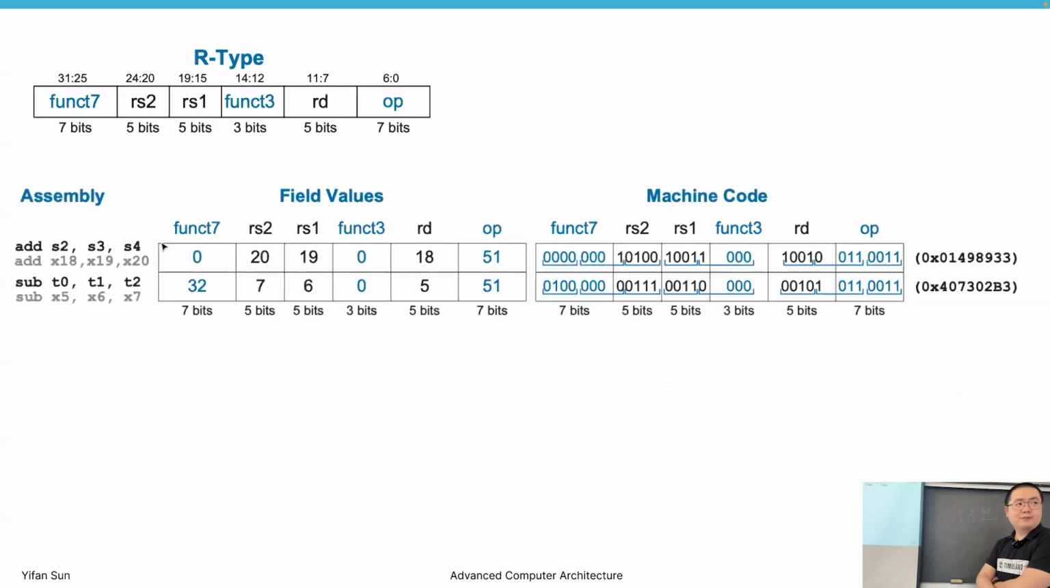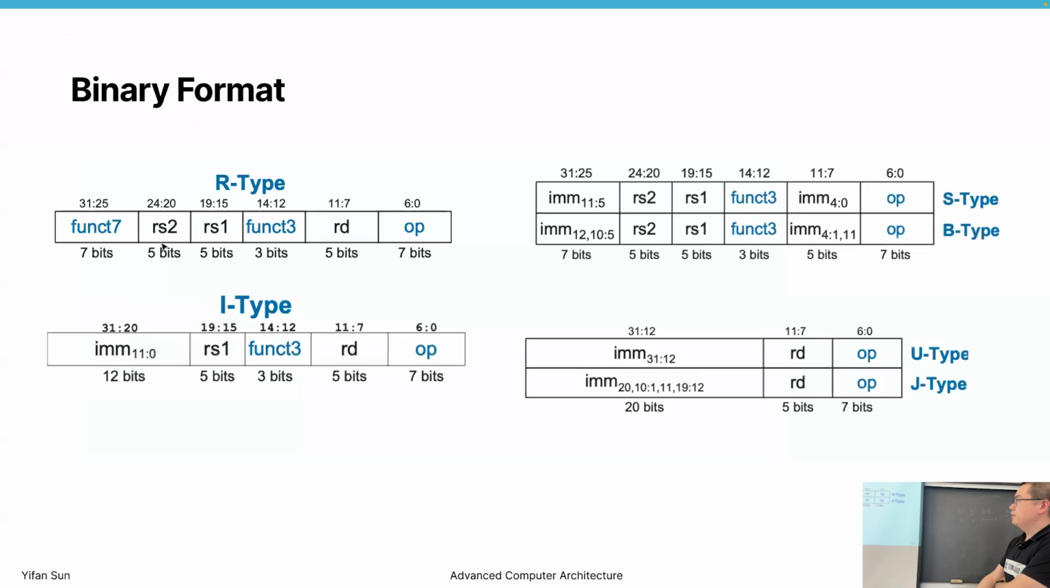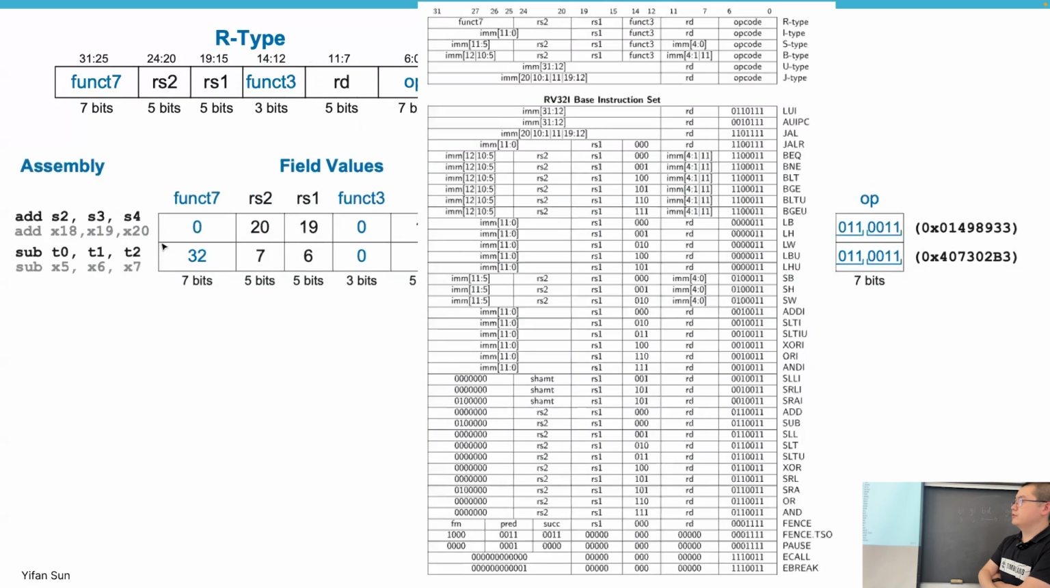Okay, so this is the binary representation for the RV32I instruction set. I think it's not really hard to understand many of the instructions here, although there are some you still need to look at, which are LUI and AUIPC.